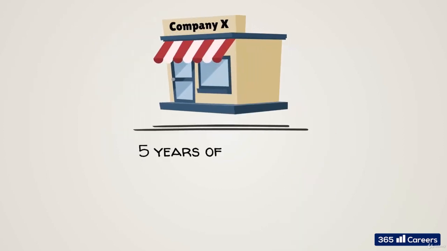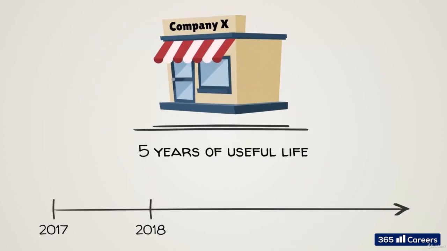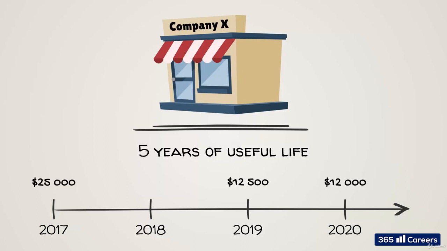Company X acquired a tangible asset for $25,000 at the beginning of 2017. The tangible asset has a 5-year useful life. Precisely 2 years later, in 2019, the asset was revalued at $12,500, and its expected useful life remained the same. Then, a year later, the asset was revalued to $12,000, and its expected useful life remained the same.